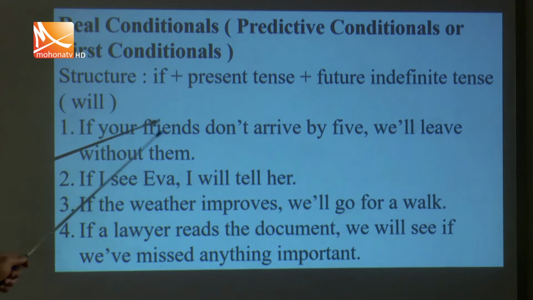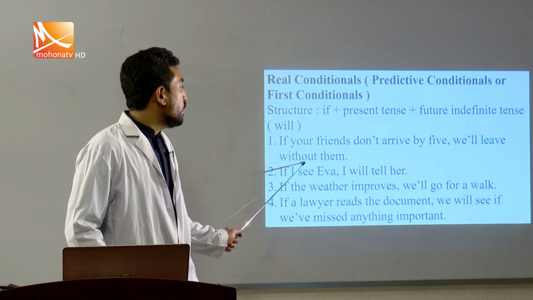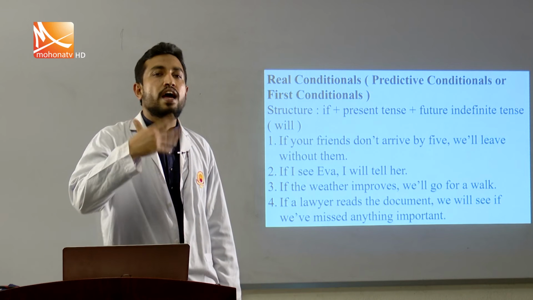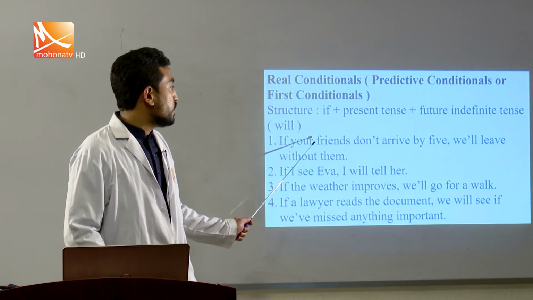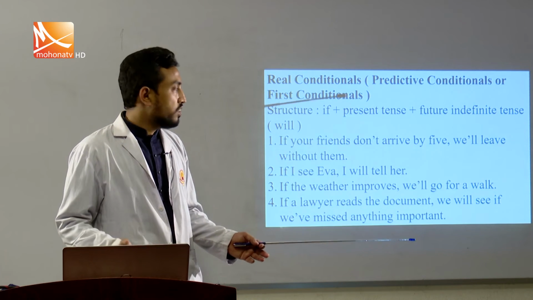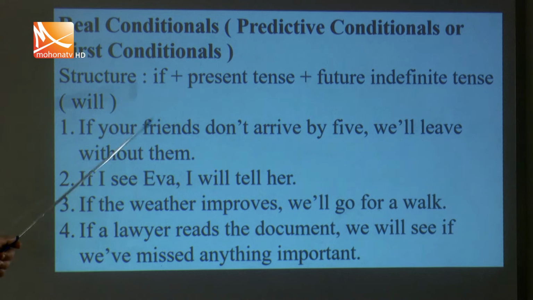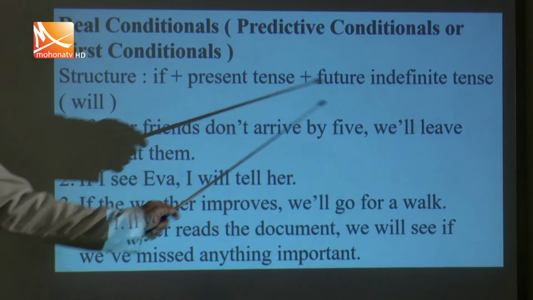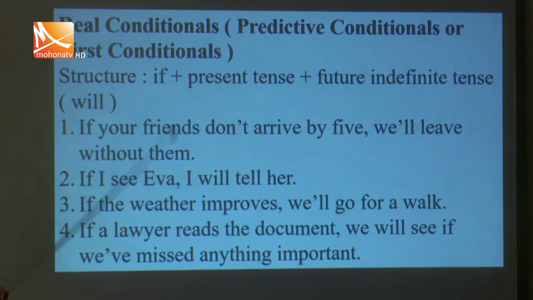If your friend doesn't arrive by 5, within 5 o'clock, we will leave without them. So it will happen after 5 o'clock. If we see that he is not available or doesn't arrive, we will leave without them. So, present plus future. Here the main clause is "we will leave without them," and the subordinate clause "if" is giving a condition.